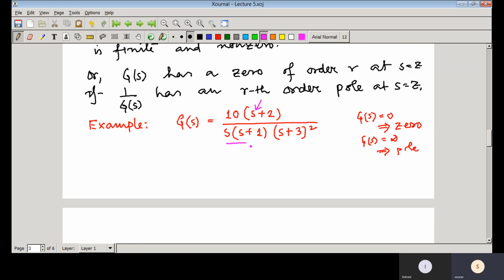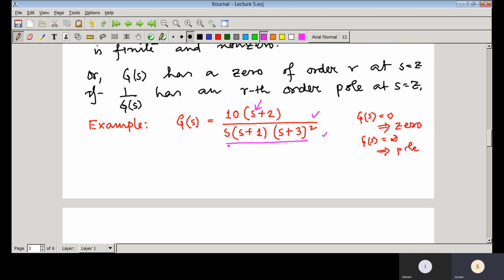That means if you just expand it, the order of this one is 4. Now if you divide this numerator and denominator by S to the power 4, then you can see here that at S equal to minus 2 it has 1 zero. Parallelly, there are 3 other zeros at infinity, because if you put S equal to infinity, again G(S) would be equal to 0.